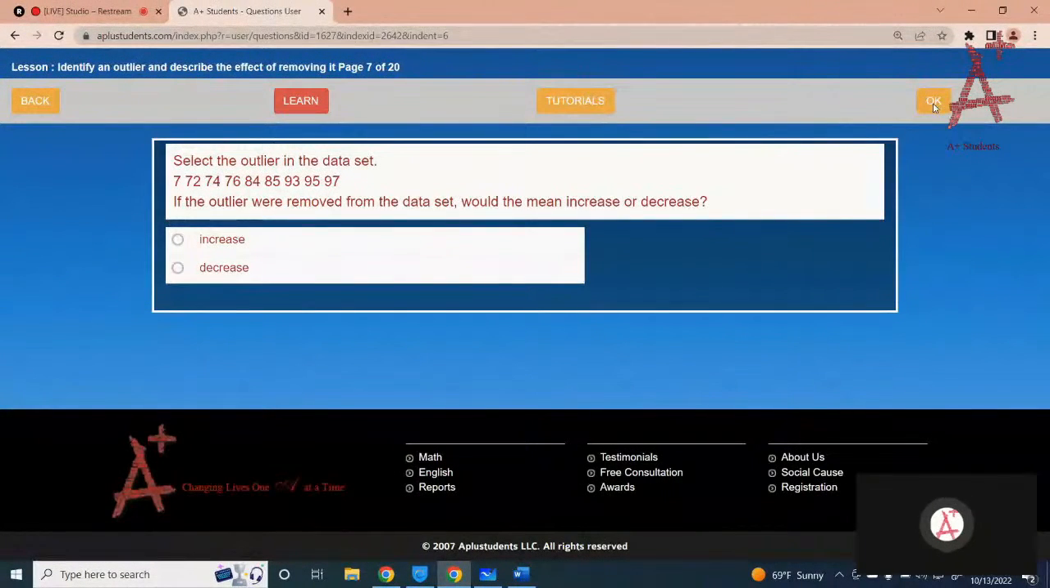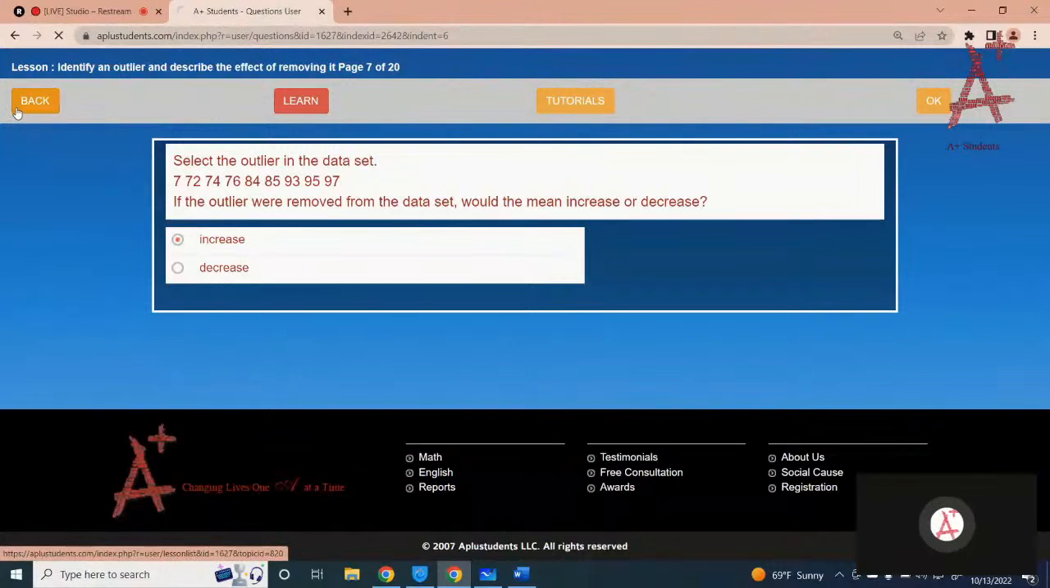Okay, select the outlier in the data set. So which value is the outlier in this data set? It is 7, because 7 is a much smaller value. So when you remove a smaller value, that affects the increase in the mean. Got it?